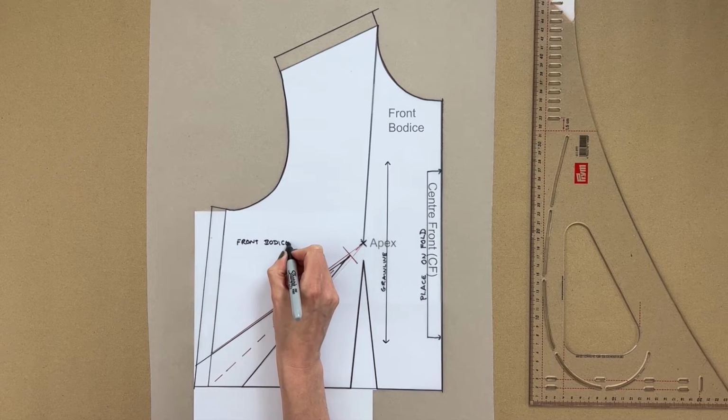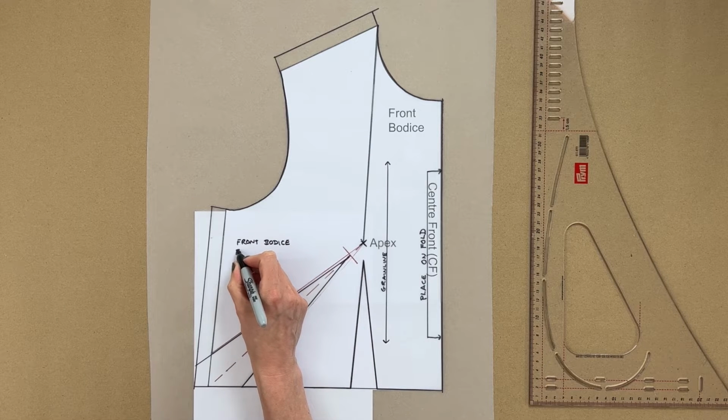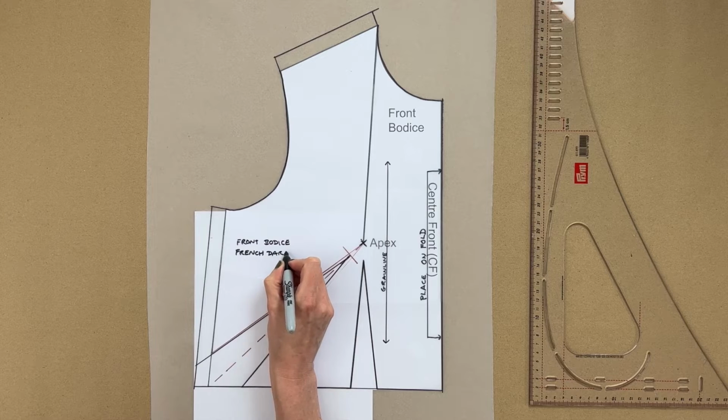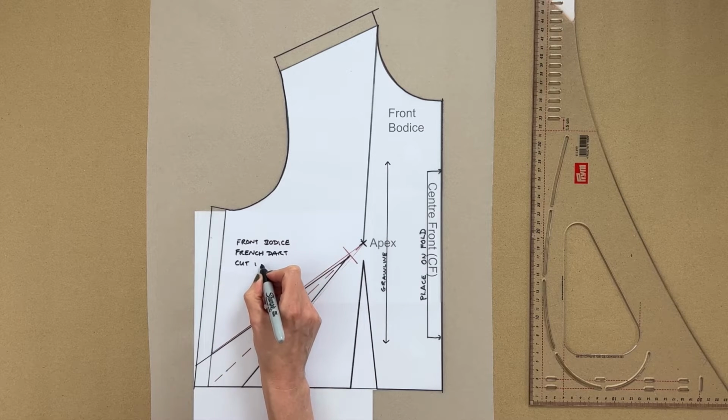Once you've done all of that, you can cut out your pattern piece out of your tracing paper and also out of your calico. Don't forget to transfer all the annotations as usual onto your calico pattern piece.